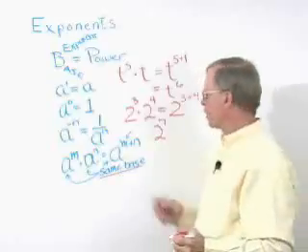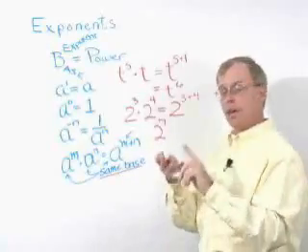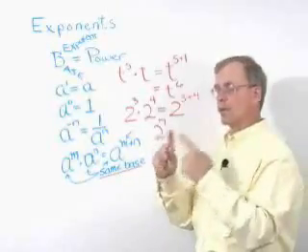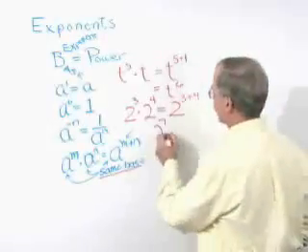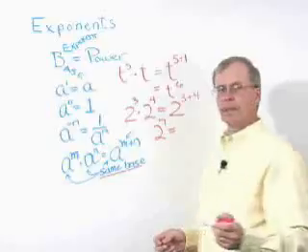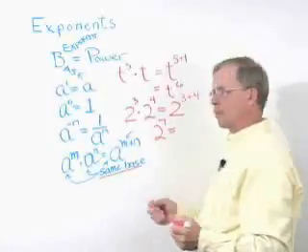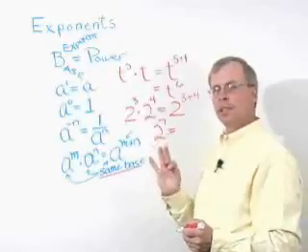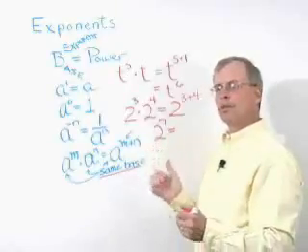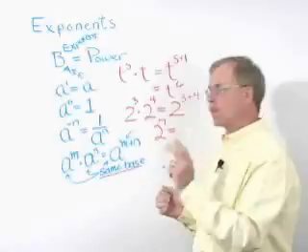Now 2 to the 7th power is 2 times 2 times 2 times 2 times 2 times 2 times 2. And 2 to the 7th power then is going to be 2, 4, 8, 16, 32, 64, 128.